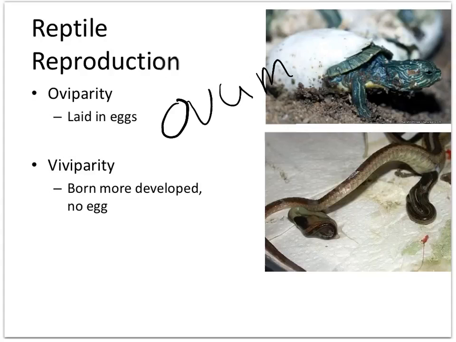I think maybe the Spanish word to live is vivir. Vivo means to live. Viviparity, they're born alive. Well, obviously, they're all born alive, but they're born more developed, more like a regular living organism. They do not have an egg. So they show viviparity, or they are viviparous. Those are a couple terms that you would be associating with these guys.